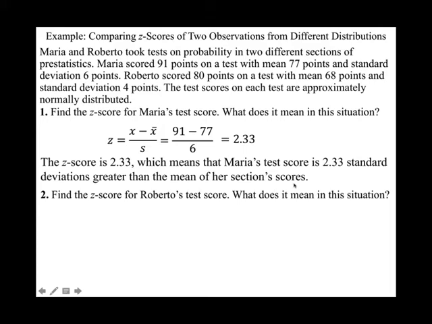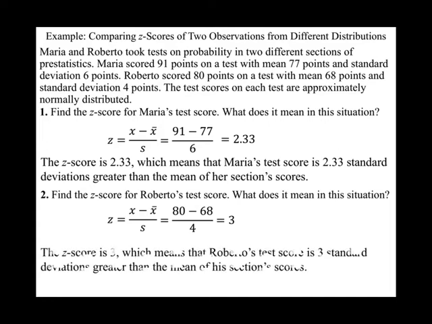Okay, now I want you to try the example to find the z-score and what it means in this situation. Roberto got 80 points, right? So 80 minus the mean, divided by the standard deviation. You could get 3 in here. So the z-score is 3, which means that his test score is 3 standard deviations greater than the mean of his session's scores.